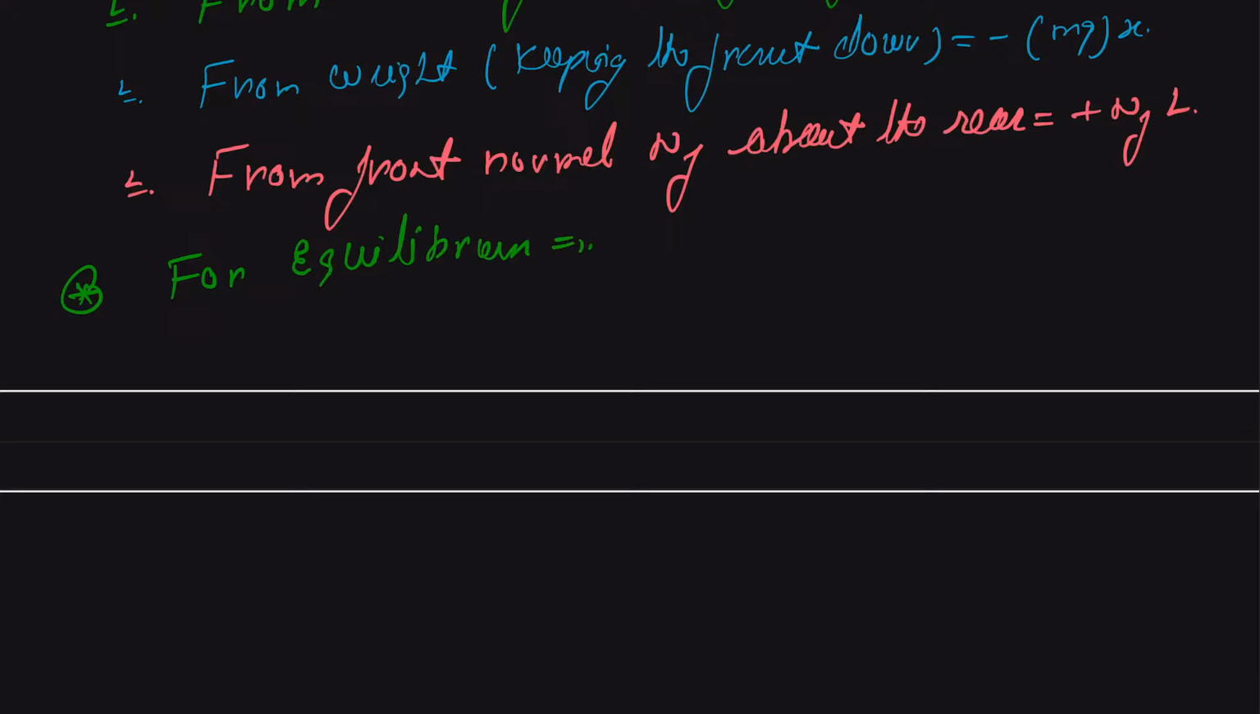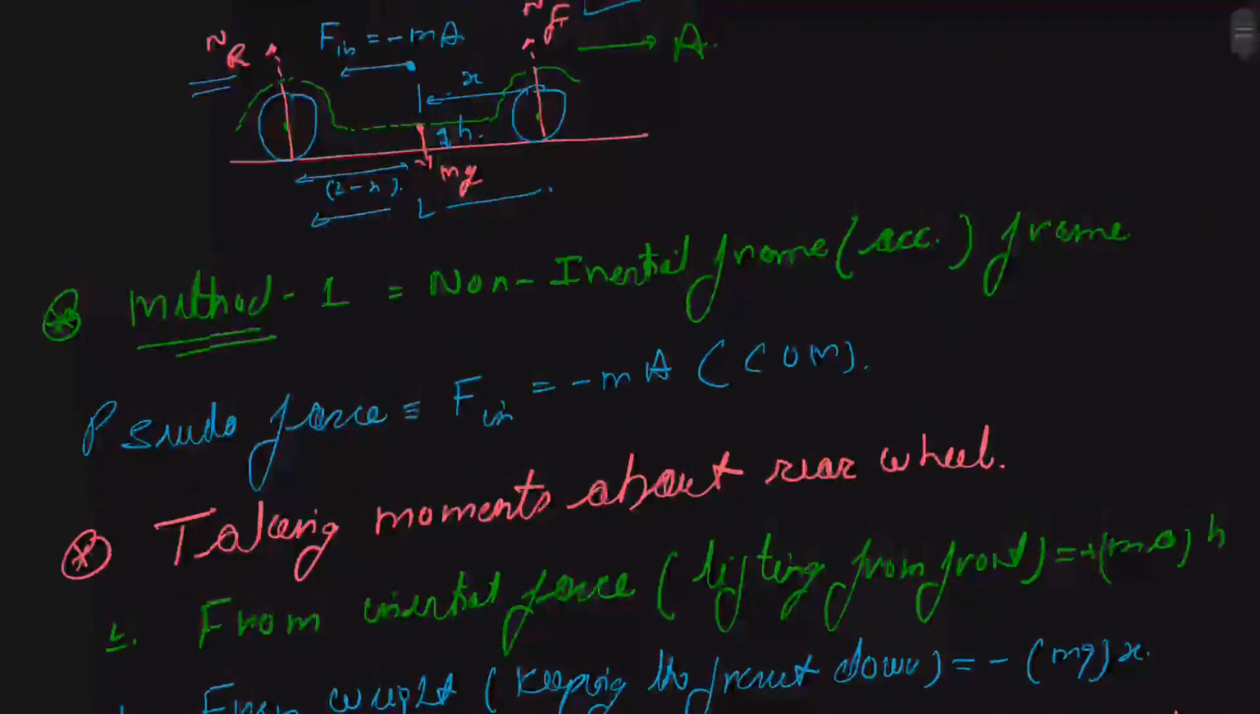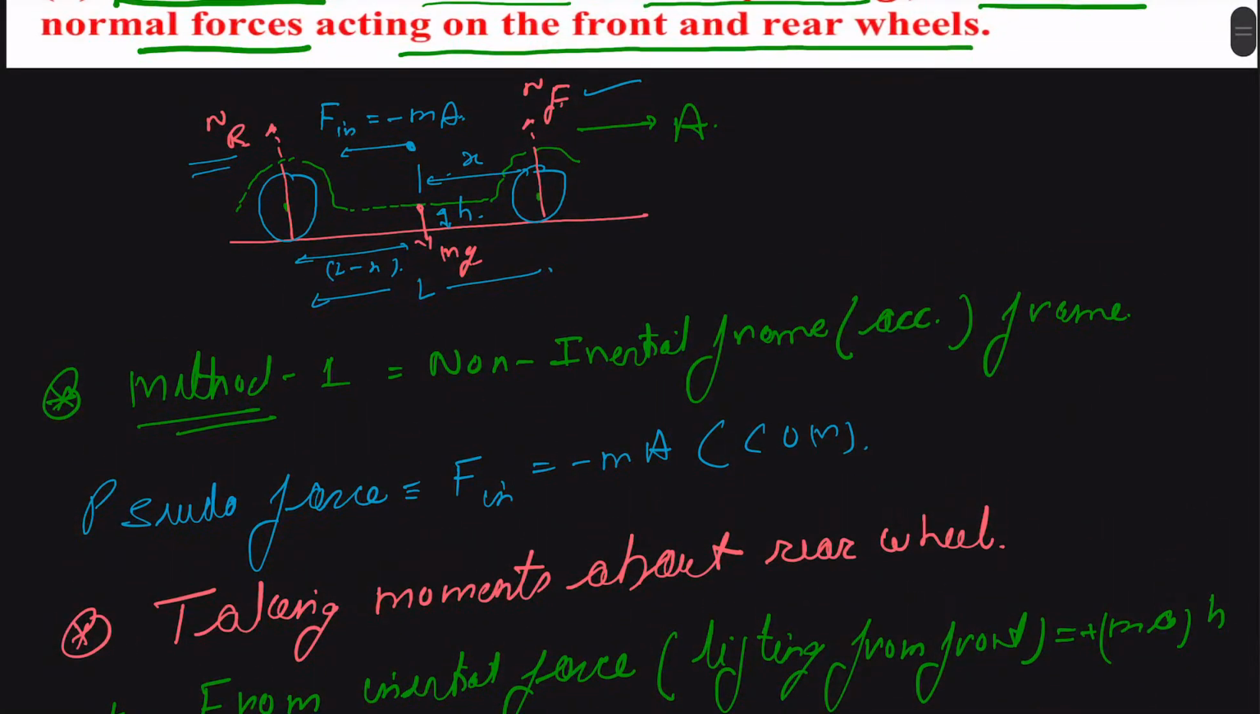we can write that our NF times L plus we have our MA times H minus mg times x is equal to 0. Here I have taken this. So this is our x and this is our L minus x. Okay. Because we are taking the moment about the rear wheel.